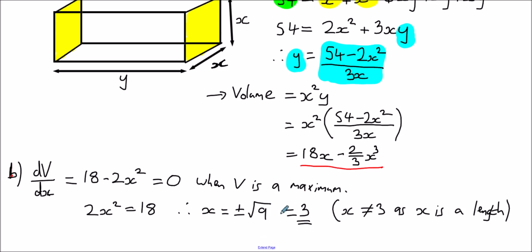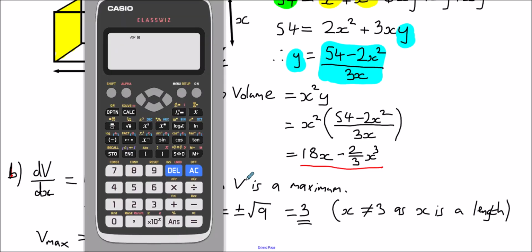So therefore we can actually work out what this maximum value is. So Vmax, again we're assuming at this time that it's a maximum, is when x is 3. And so the volume is this thing here. So if we substitute in when x is 3, we'd get Vmax is 18 multiplied by 3 minus 2/3 multiplied by 3 squared. So again, with a calculator, or otherwise, 18 times 3 gives us 54. And minus 2/3 times, oops, that should be 3 cubed.